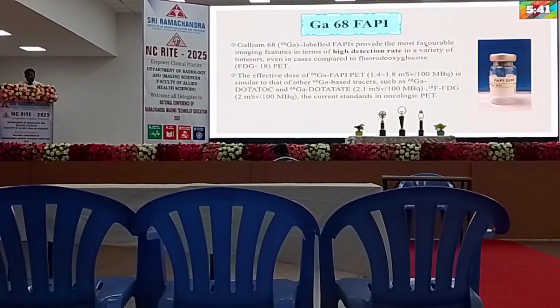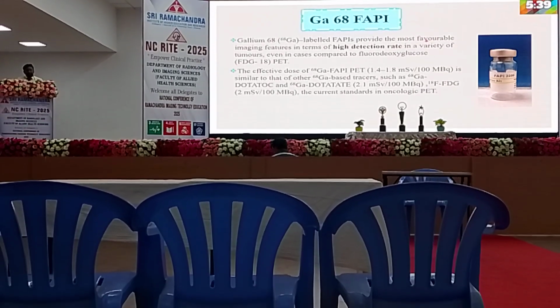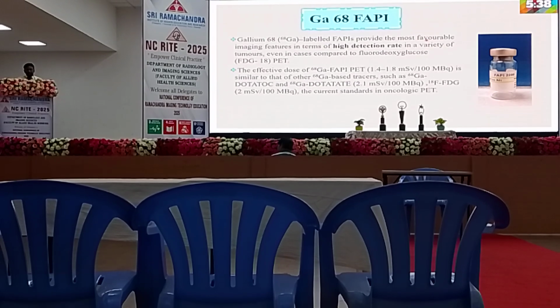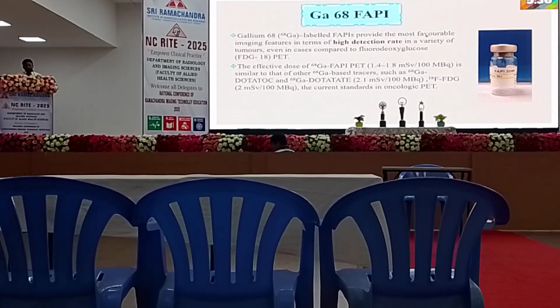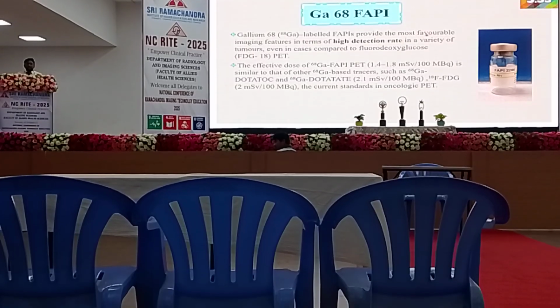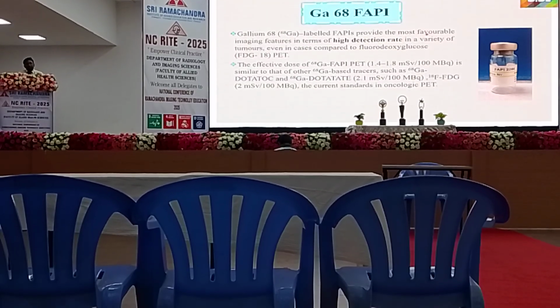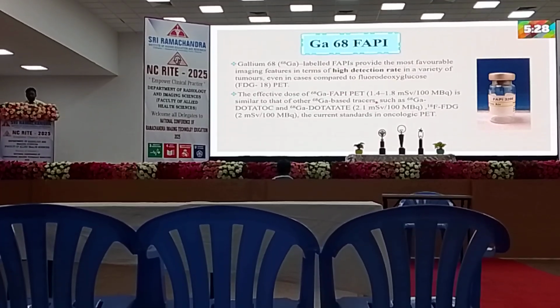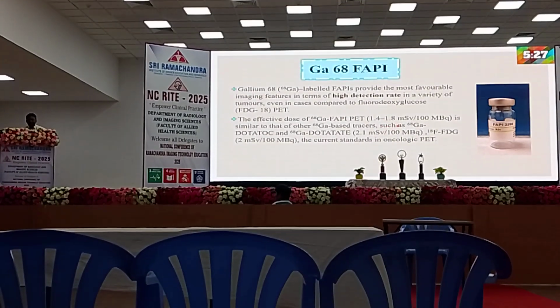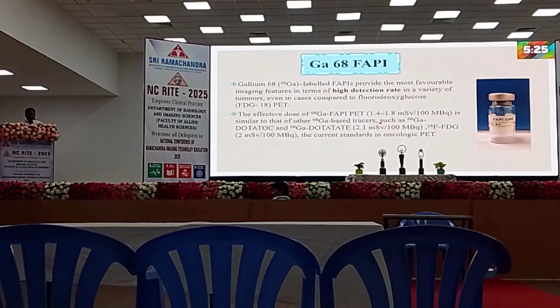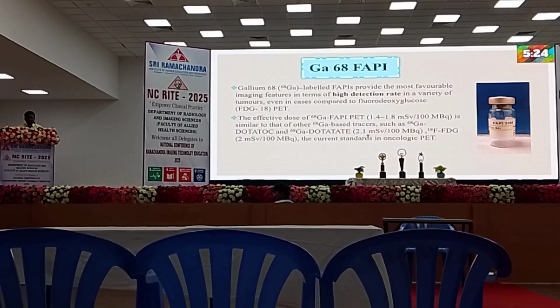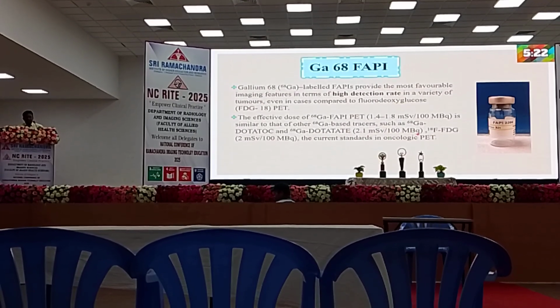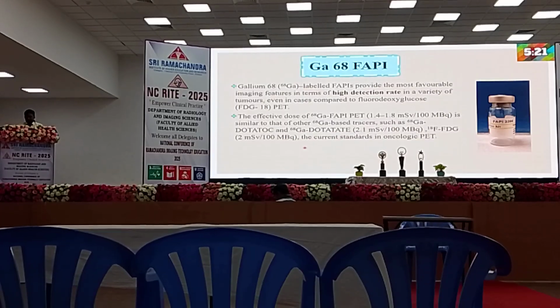This gallium-labeled FAPI provides favorable image features in terms of a high detection rate in a variety of tumors compared to FDG PET. Comparatively, we can see there is a low effective dose compared to other tracers. Here you can see the FAPI PET has a 1.4 to 1.8 millisievert effective dose. Comparatively, gallium dotatate shows 2.1 millisievert and FDG has 2 millisievert.